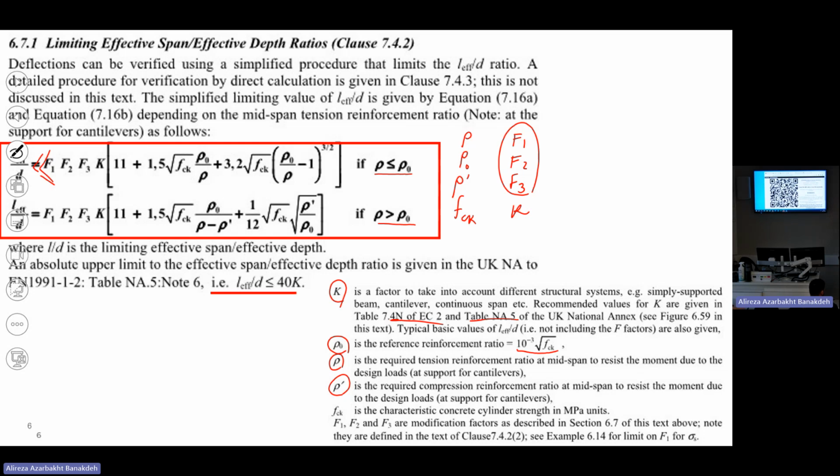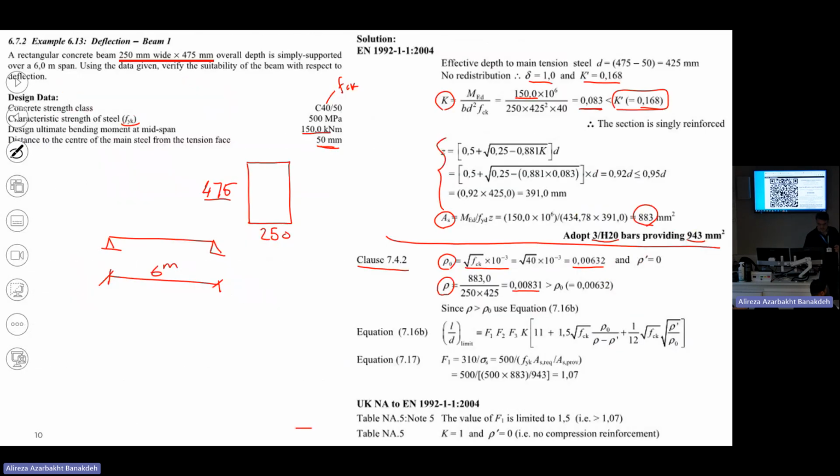Okay? I calculated rho and rho 0, and based on that I need to use one of these formulas. Because rho is more than rho 0, I will use this one. Question? Rho 0 comes from Eurocode. Calculate. You tell me, rho 0 comes from this formula. You only need FCK, 40 megapascal. Put it here, you get this number. So if it's greater, we use the second one, sorry, or?